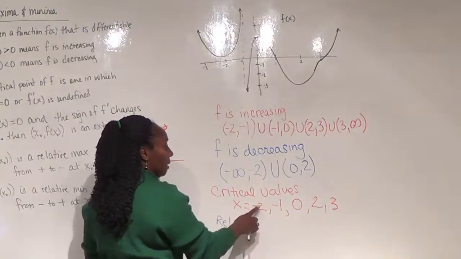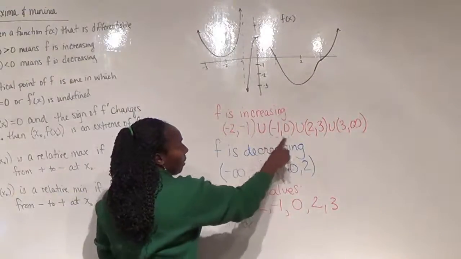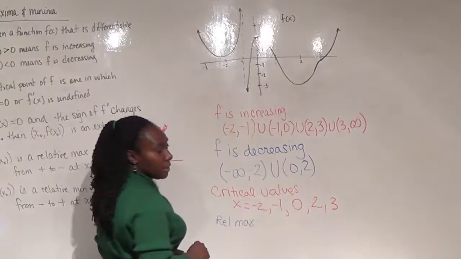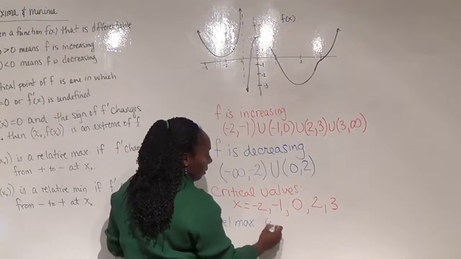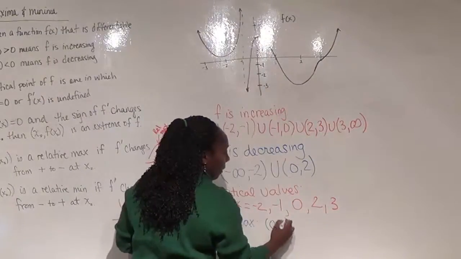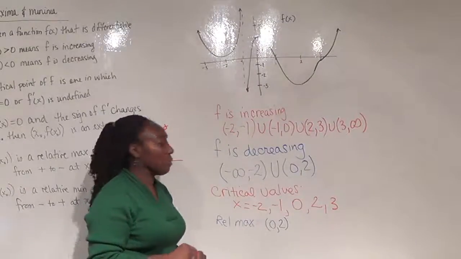Okay? So we can see here, for example, it goes from positive to negative at x equals 0, and x equals 0 is a critical point. So we have a relative max at 0, where the y value is 2. Okay? Notice these are ordered pairs.